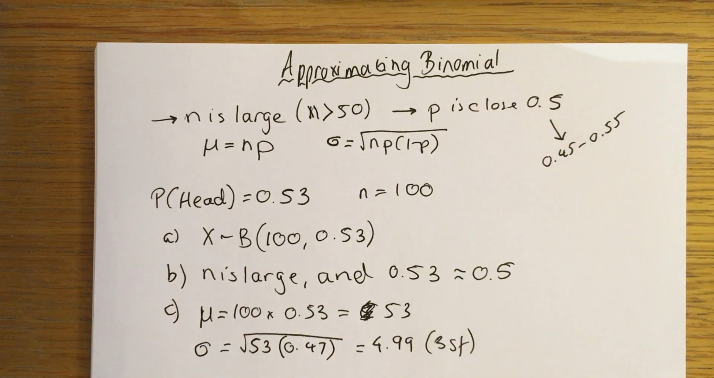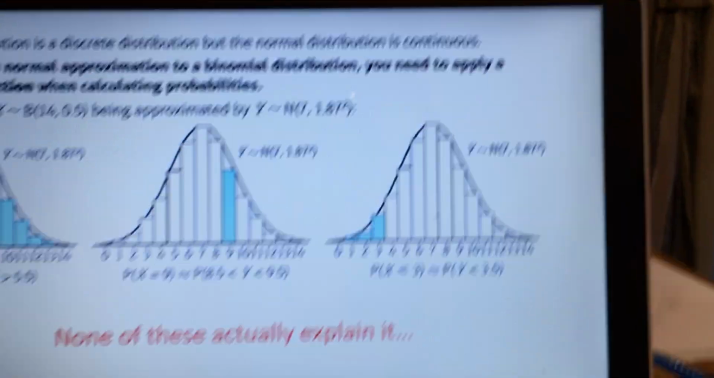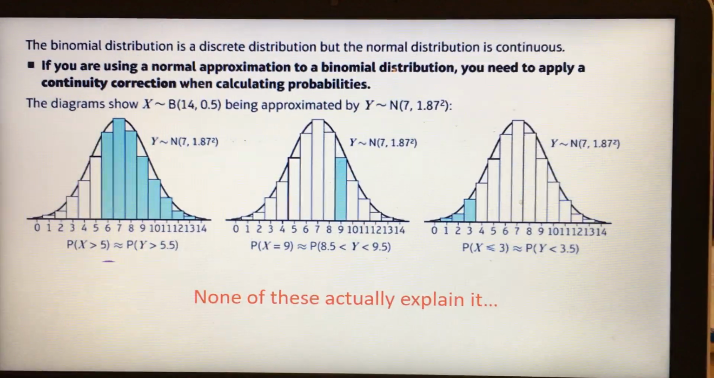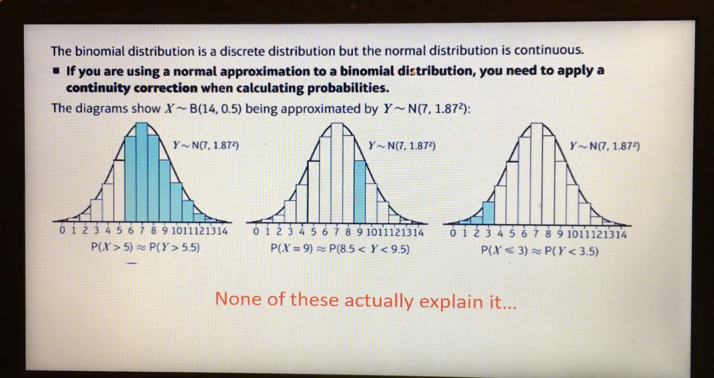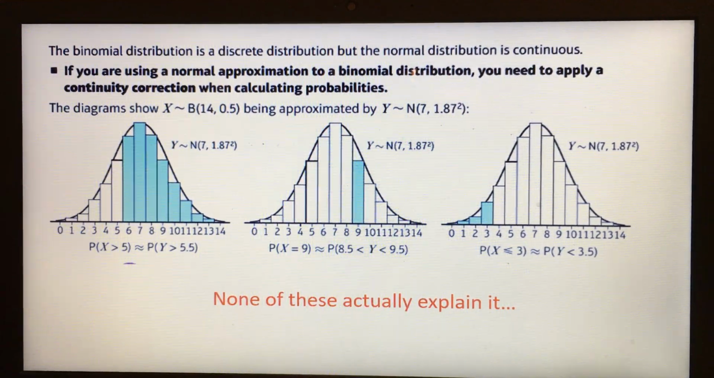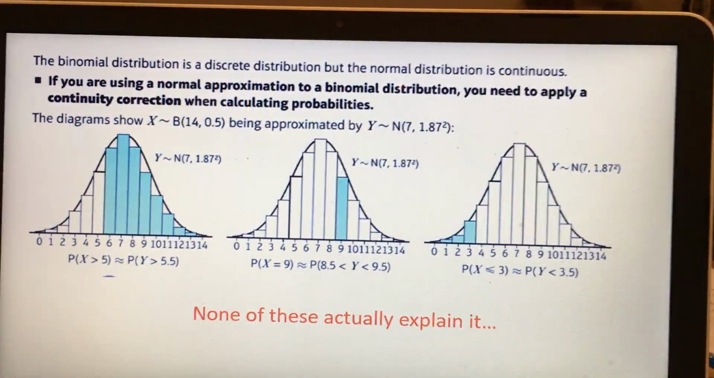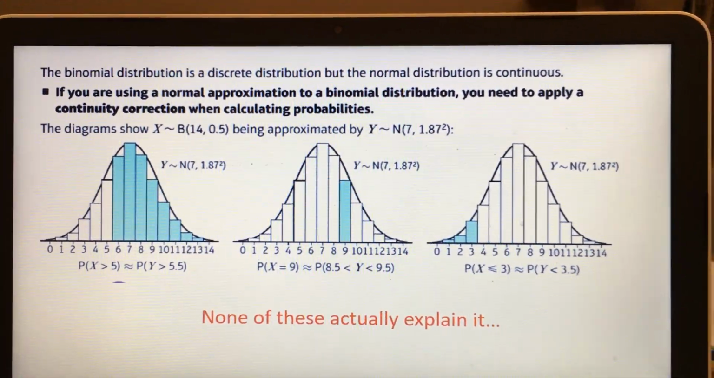Now, the problem with approximating a binomial using a normal distribution is the fact that binomial data is discrete and the normal distribution is continuous. So I'm just going to show you part of the PowerPoint, which is taken directly from your book. So if you're using a normal approximation to a binomial distribution, you need to apply a continuity correction when calculating the probabilities. And that's because binomial can only take whole numbers, normal can take any numbers within the range.